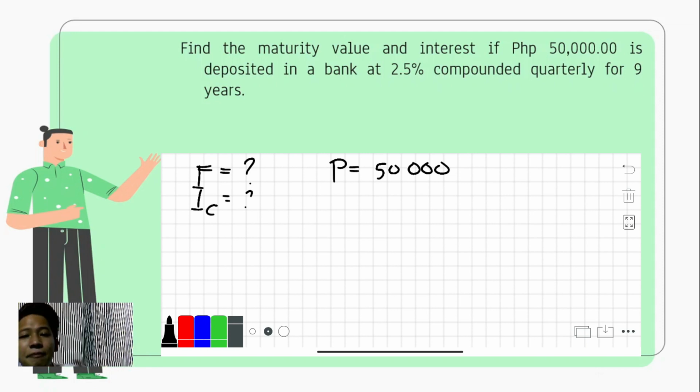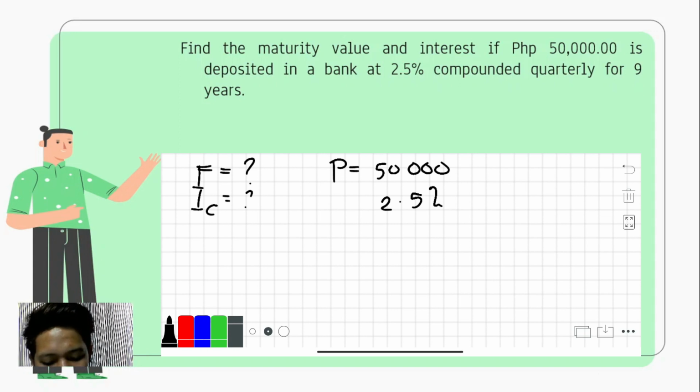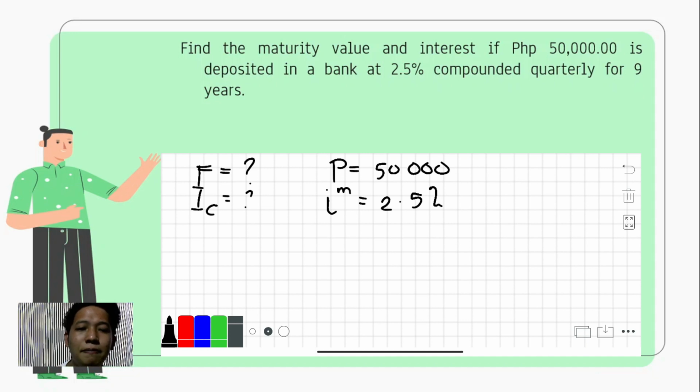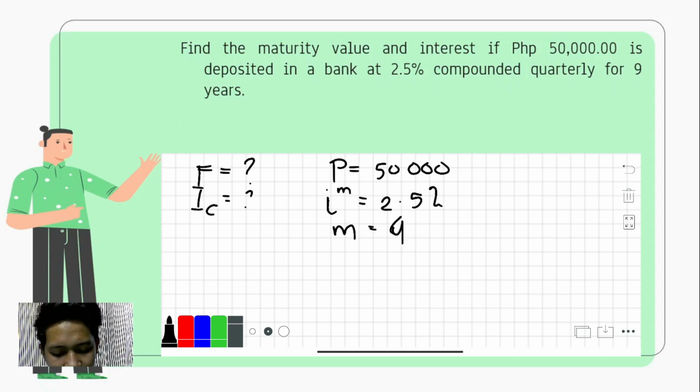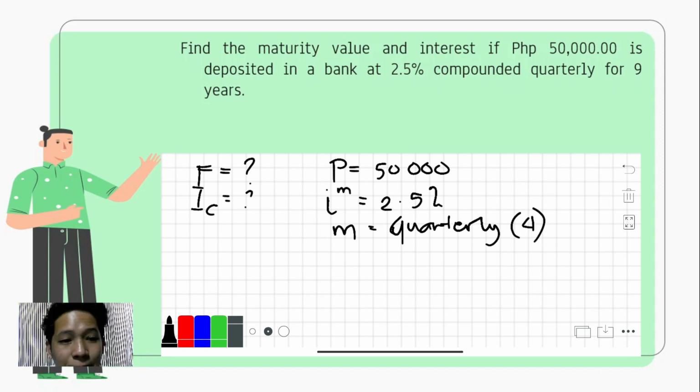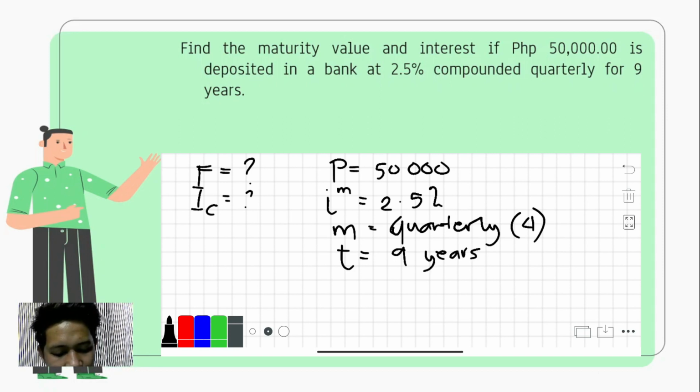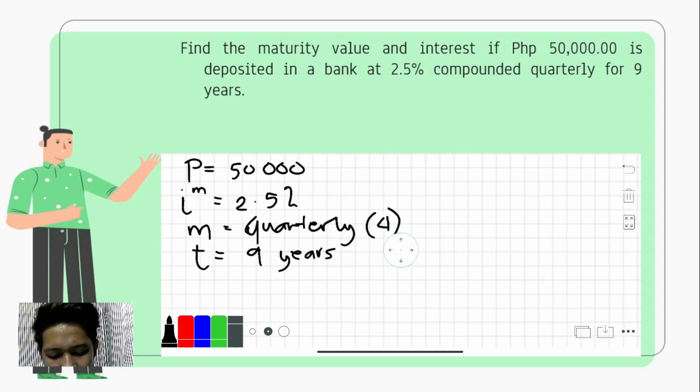And then, sabi dyan, is deposited in a bank at 2.5%. So, sino po si 2.5%? So, si 2.5% na tinatawag natin would be our nominal rate. Okay? So, that is I raised to M. Then, we have, sabi dyan, compounded quarterly. Paano pag sinabi natin compounded quarterly? So, yung M natin or the frequency of conversion, sabi dyan is quarterly. So, sulat natin quarterly. To which, anong value ni quarterly? That would be 4. Okay po? Sabi dyan, and our time would be what? 9 years.